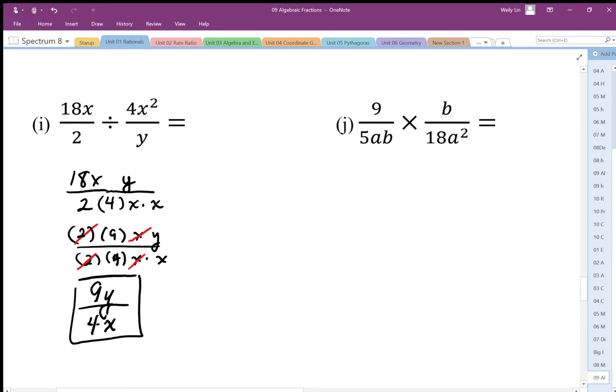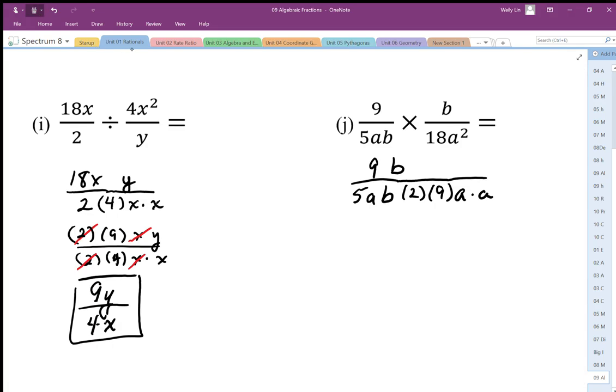Same thing here. This one is all times, so I'm just going to keep it all. I don't have to move anything around. Okay, so it's going to be divide by 5, divide by a, divide by b, times by b on top. So I'm going to have a common factor of 9 here, so I'm going to break up that 18 into 2 times 9. And then I'm going to have times a, or a squared. So then I'm going to cancel out anything that's common. So times by b, divide by b, times by 9, divide by 9. Okay, so everything cancels out.